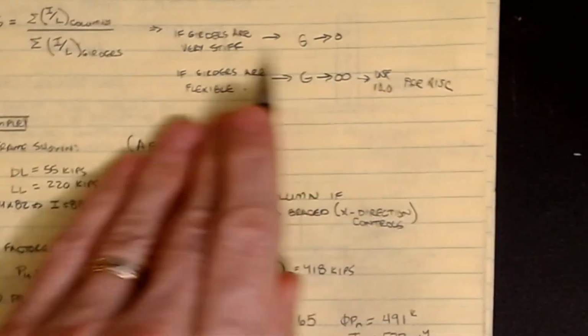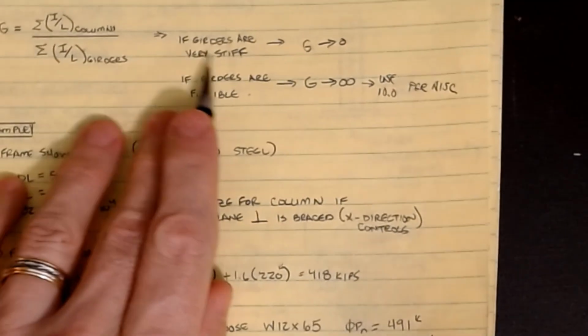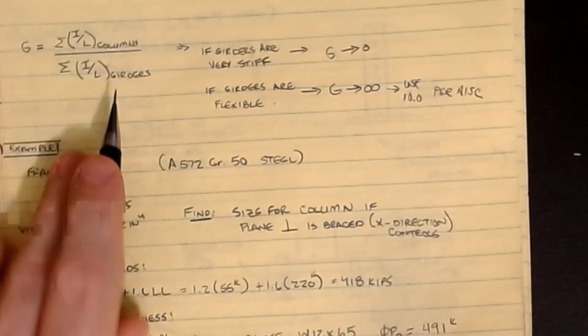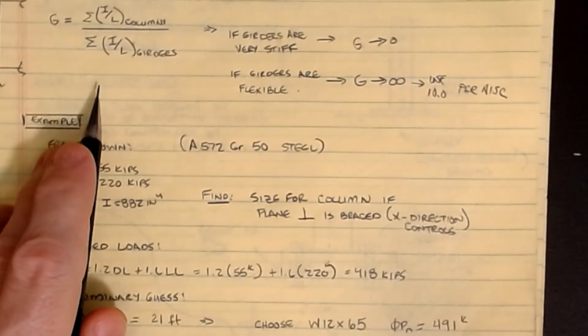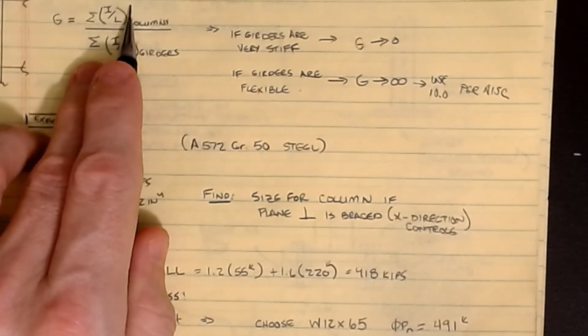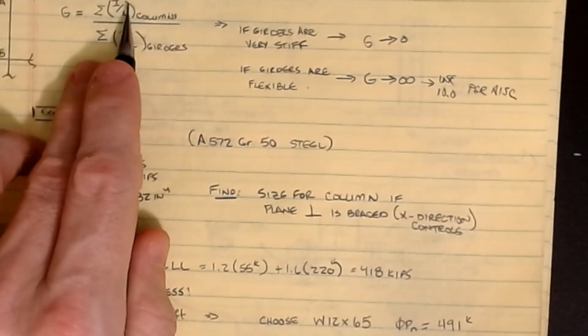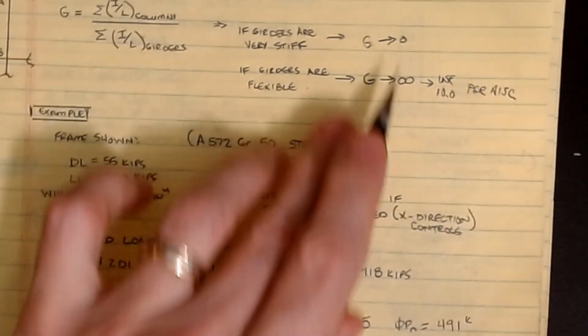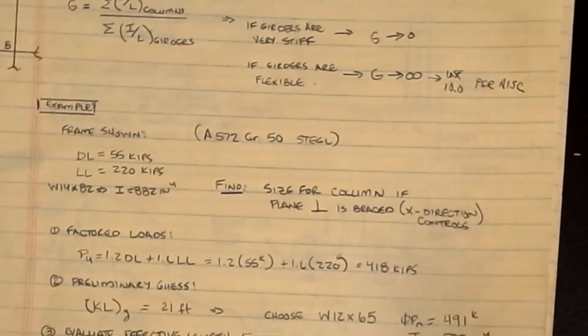So what's happening is if you look at this equation, if the girders are very stiff in comparison to the columns, I put an infinite value in the bottom, that equation does go to 0. And likewise, if I put an infinite value into the top of this thing, meaning that they're very flexible on the columns, well then obviously I get an infinite value on G. So that's all it is. It's just a modeling of the support conditions that you have.